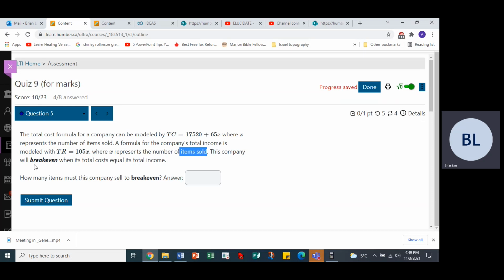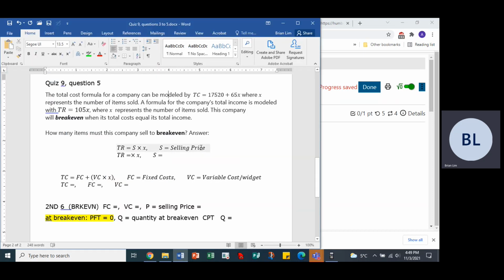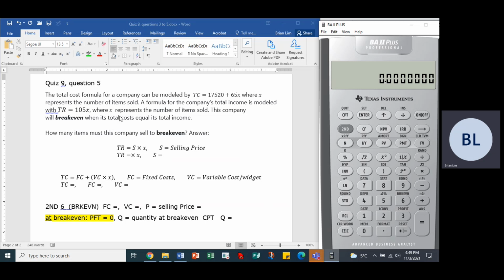The company will break even, which we know, when the total costs and the total income are equal. So how many items must this company sell to break even? That question is copied over here, and we will have a look at it now.